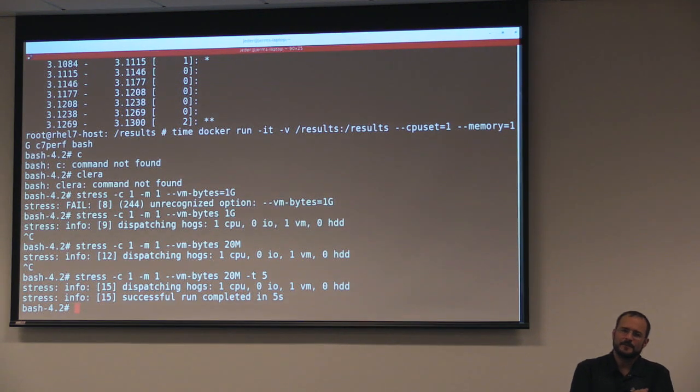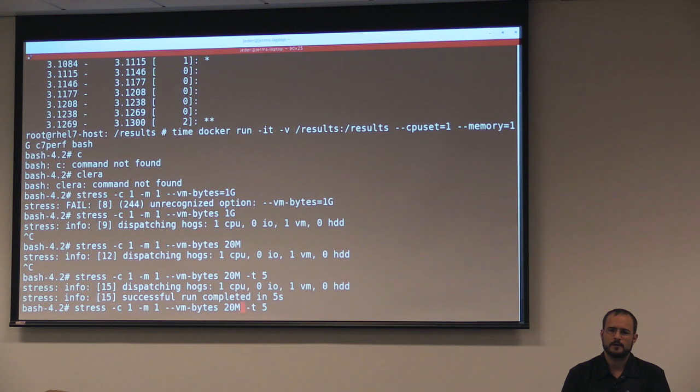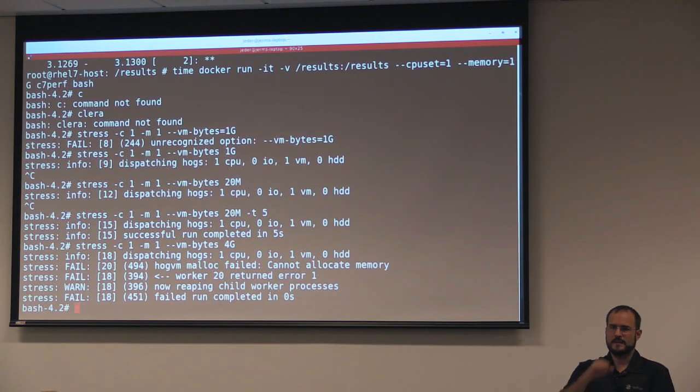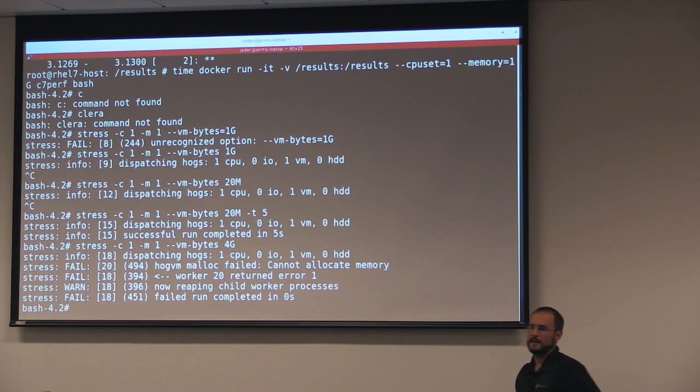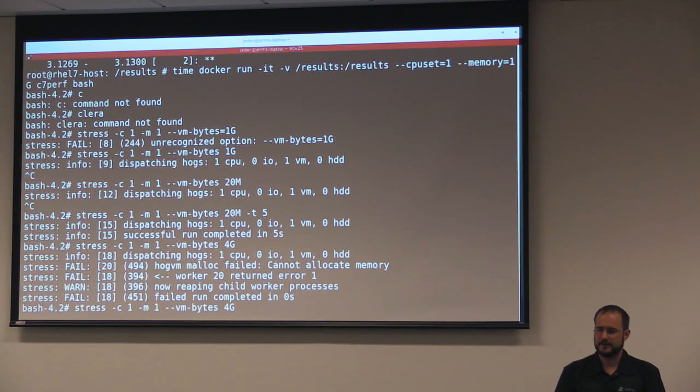So this allocated the memory. The reason I wanted to show you this workload was just to show you that cgroups are actually in effect. So I just tried to grab 4 gigs of RAM and it exited immediately, because I can't allocate 4 gigs of RAM since I don't have 4 gigs of RAM.